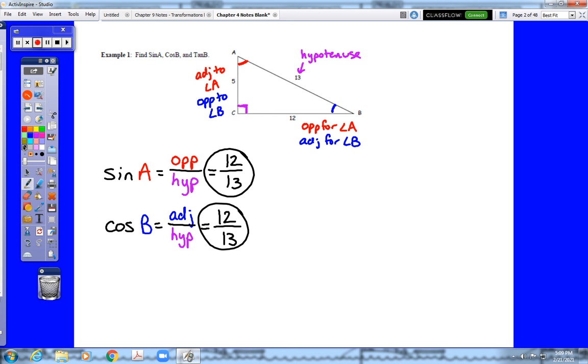Finally, we have the tangent of angle B. Again, the labels we use, it all depends on the angle itself. So the tangent of angle B would be tangent is opposite over adjacent, and we would be using the blue labels because we're dealing with angle B, which is the angle I've marked with blue. So the tangent of angle B would be opposite over adjacent, which would be 5 over 12.